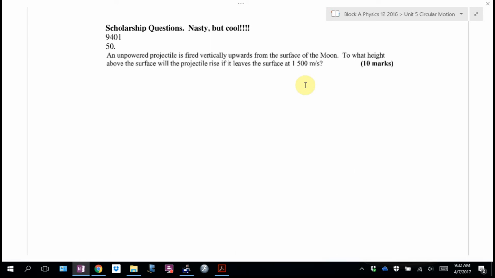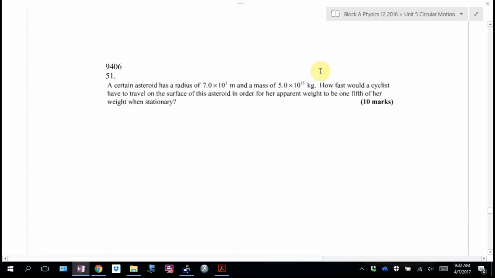See, to me, number 50 is not really a scholarship question. They're giving you an initial speed. It's the moon. It's a change in height, change in speed. It's conservation of energy. It's just ugly to get the r by itself. So I'm going to say, okay, fine. I'm not going to ask you that, but it's not too bad.